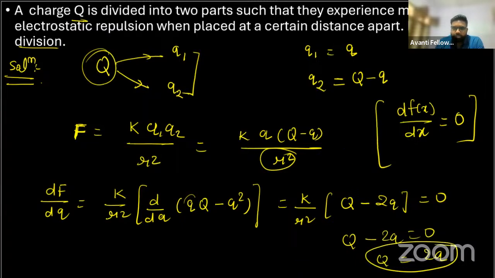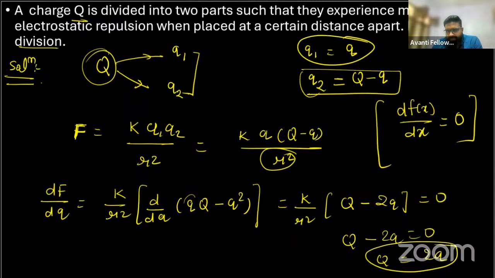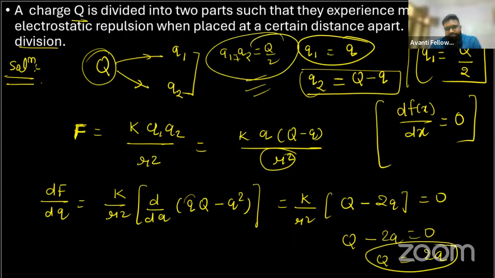ठीक है? So if Q1 is q, then Q2 is also capital Q minus, put the value, small q here is capital Q by 2, and Q2 is also capital Q by 2. So Q1 and Q2 is just the half of the charges. ठीक है? Got it?